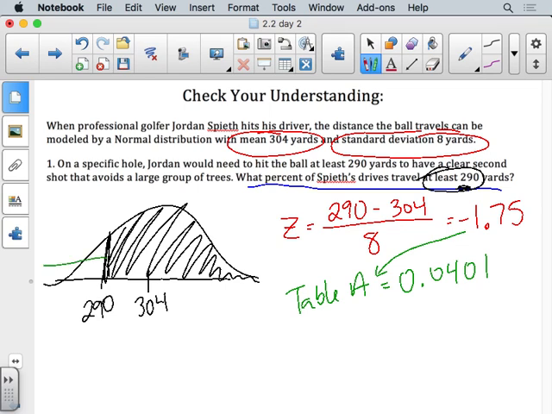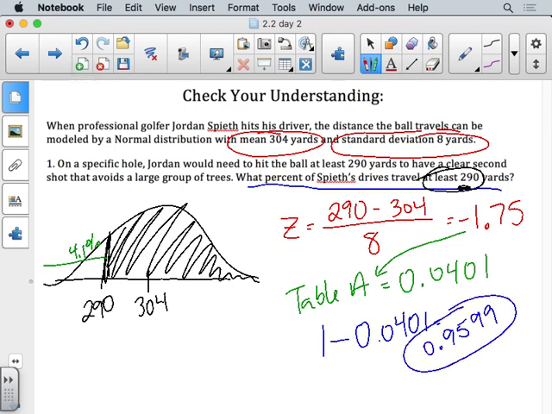So that 4% that it's talking about is over here. So please don't put that as your answer. Logically think about it with your graph. And you have to do 1 minus that number to get 0.9599, right? Or 95.99% of the graph is taken up by it. Okay.